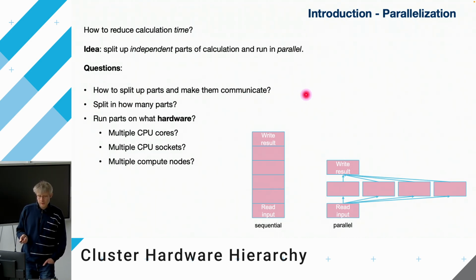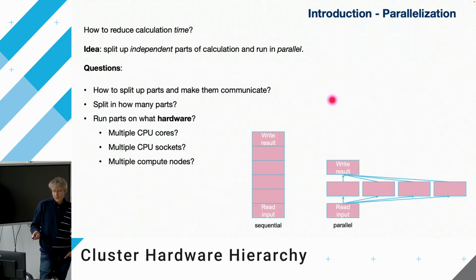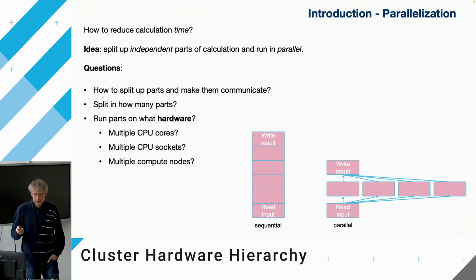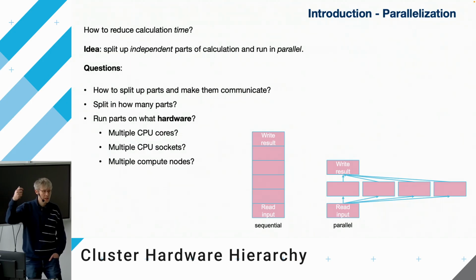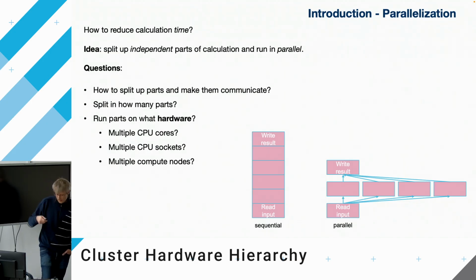Now, the question is, when we split up these independent parts of our calculation and run them in parallel, how do we split them up? How does this communication work? And how do we run these parts on actual, real physical hardware? Do we have multiple cores, or multiple CPU sockets? Do we have multiple compute nodes? And so on. And for this, we have to know about our hardware.